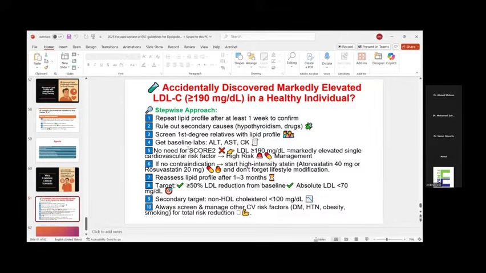No need to calculate any risk score. LDL 180 milligram alone is classified as a high risk patient. It is a markedly elevated single cardiovascular risk factor.